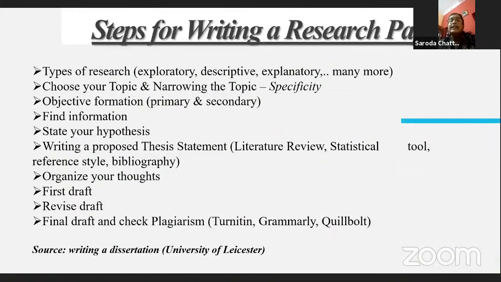Yeah, these are the steps for writing a research paper. So what are the steps? Types of research. First of all, a researcher has to choose what specific type he will utilize. He will choose either exploratory research or descriptive or explanatory, anything. Next, choose your topic and narrow the topic. Yeah, this is the very preliminary thing.